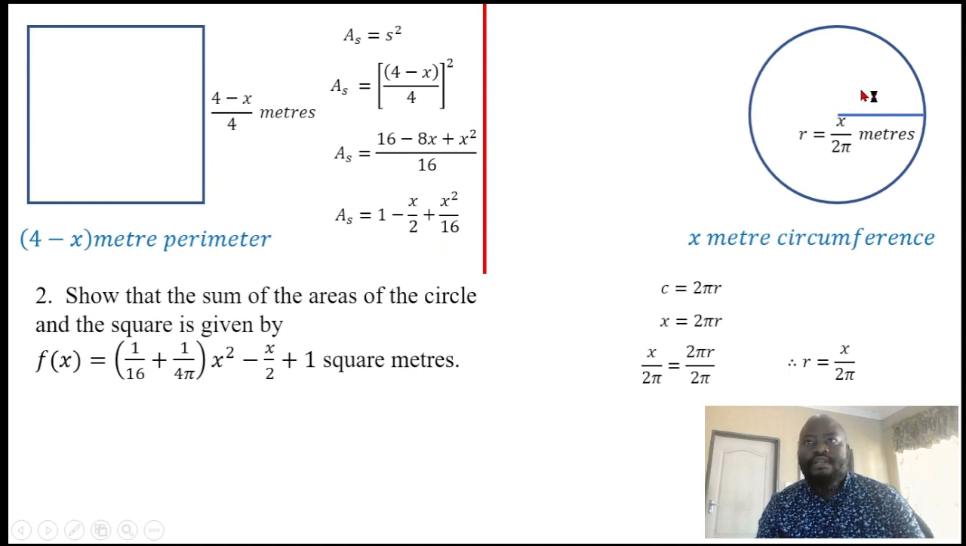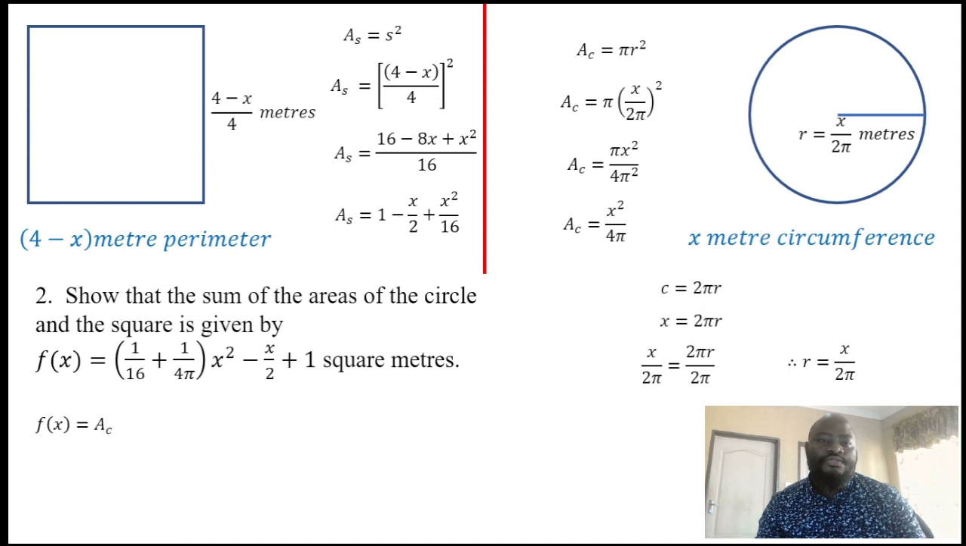Alright, so let's go and calculate the area of the circle. Area of the circle, AC, is pi r squared. Then we now know what r is in terms of x. We substitute it in. Simplifying this, we get area equals pi multiplied by x squared over 4 pi squared, and we see that the pi's will cancel. We'll be left with 4 pi in the denominator. So the final answer for the area is x squared over 4 pi.